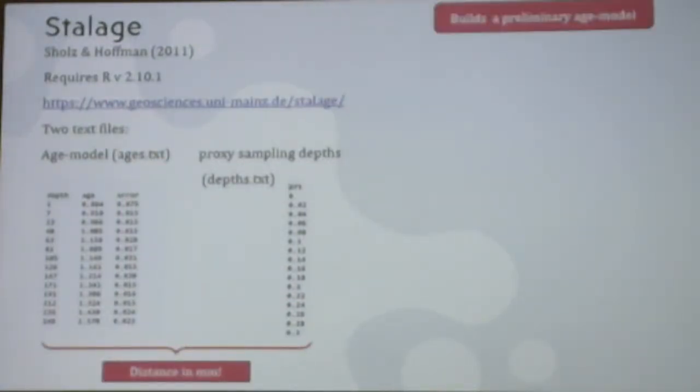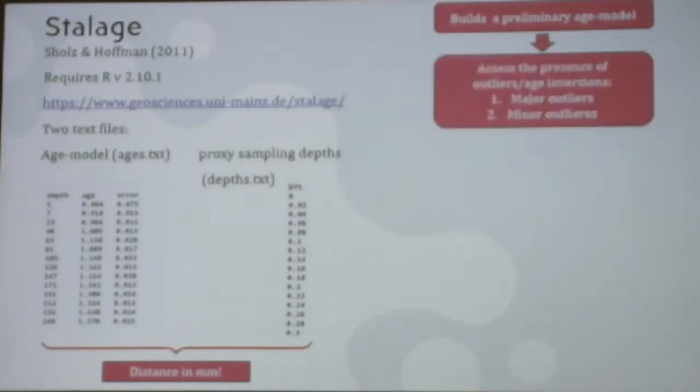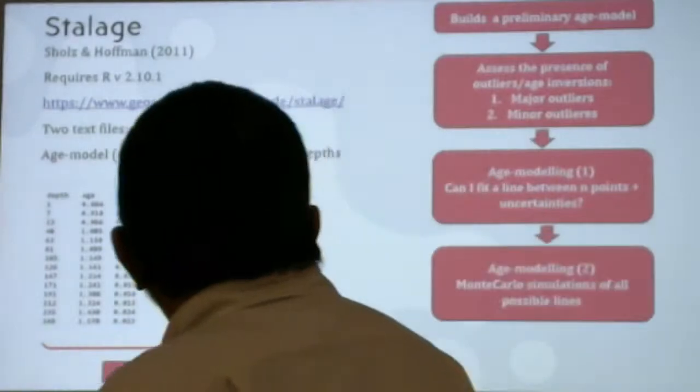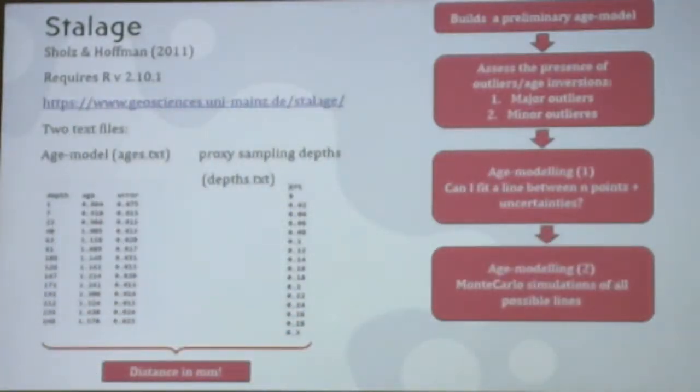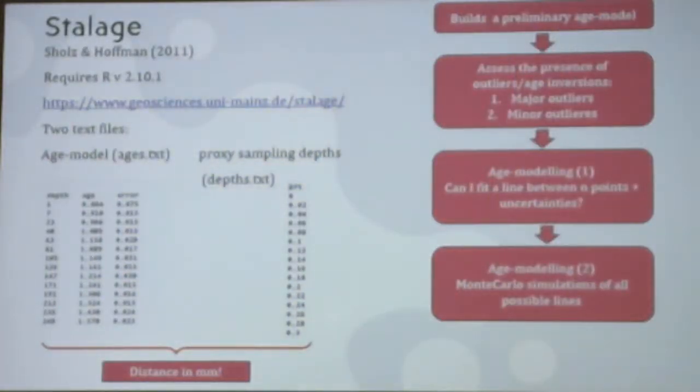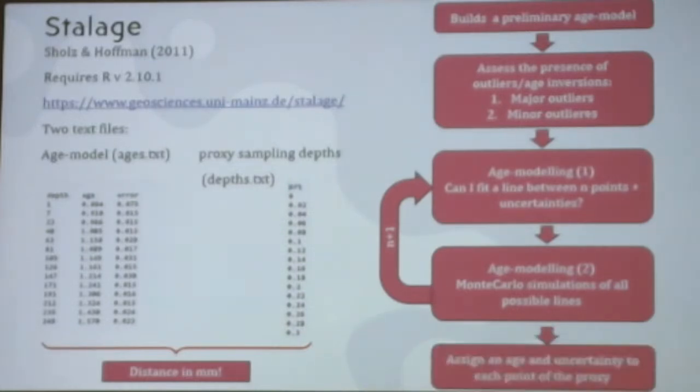Basically, it requires two files. One of them with the ages and the depths of the samples, and the other one with the depths of the sample proxies. It builds a preliminary age model. It tries to detect whether you have major or minor outliers. It fits a line between the points, then makes what is called a Monte Carlo simulation. Basically, it makes a lot of simulations, assesses all the possible lines that can fit within the uncertainties, and then it starts growing. I'll show you in a second how it looks. So this is in R.